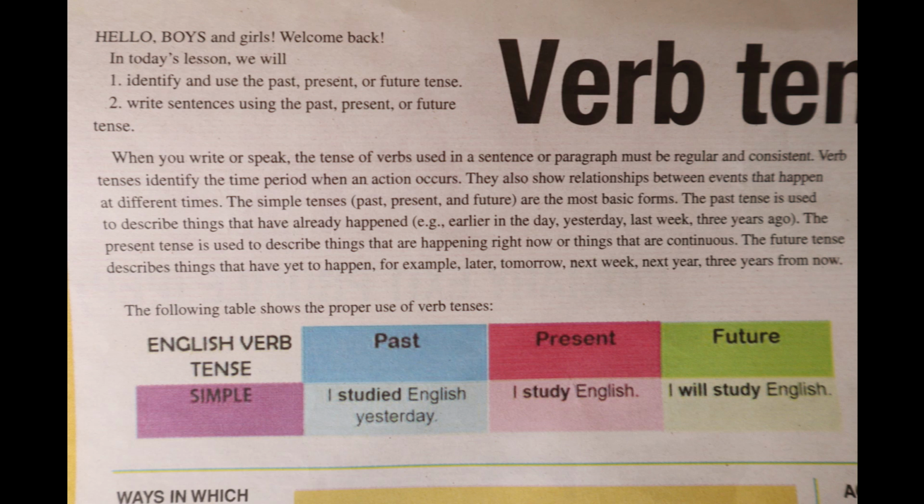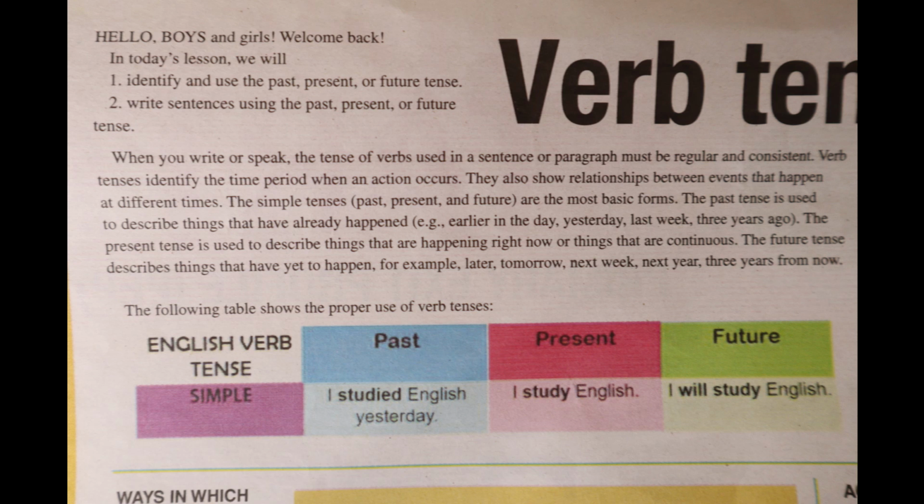The past tense is used to describe things that have already happened earlier in the day, yesterday, last week, 3 years ago, and so on. The present tense is used to describe things that are happening right now or things that are continuous. The future tense describes things that have not yet happened, for example, later or tomorrow, next week or next year, 3 years from now, and so on.